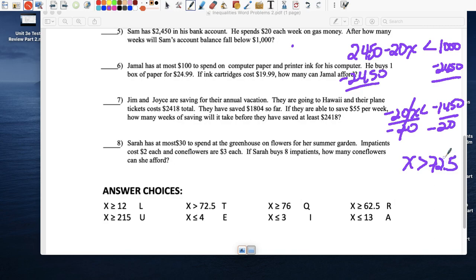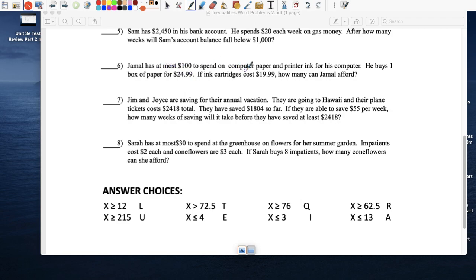So again, after how many weeks? I guess you can have half a week. It says 72.5 weeks, so I guess that is possible in the context of the story. So again, that one we didn't have to round to a whole number.